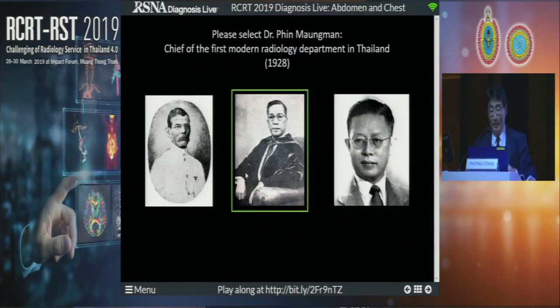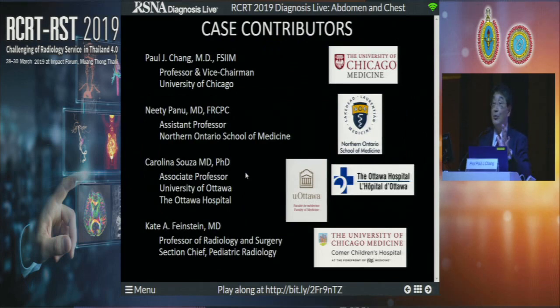Oh yeah, we showed the right person. Oh, before I do that, I apologize. I want to give a thank you to the case contributors, especially Drs. Panu, Sousa, and Feinstein. Drs. Panu and Sousa are from Canada, and Kate is from my department at University of Chicago. These are the people responsible for these cases, and I just want to give them attribution.